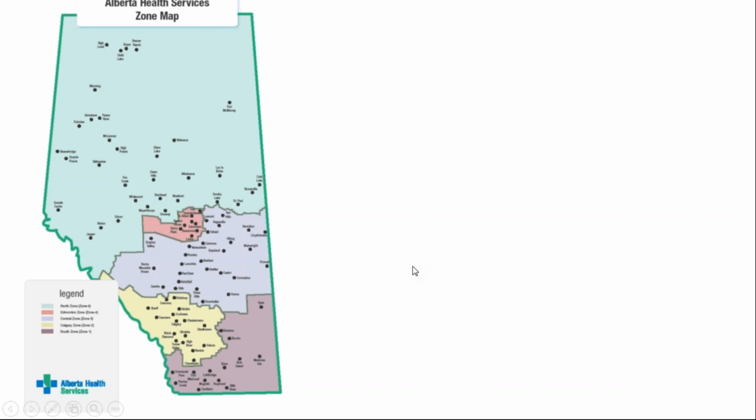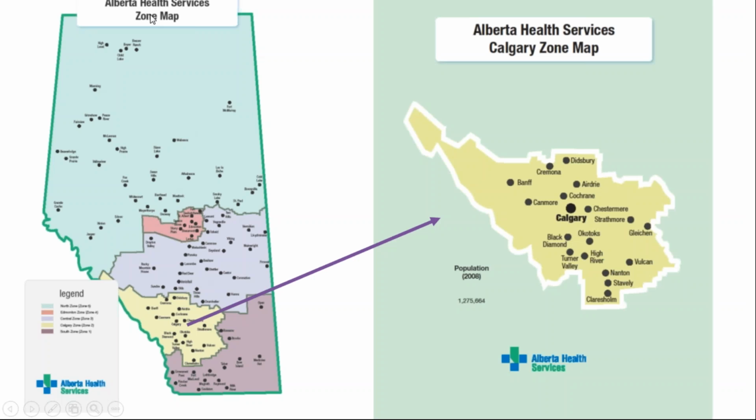So this was a one-year study. It took place from February 1st, 2015 to January 31st, 2016. It was conducted in the rural part of the Calgary Zone of Alberta Health Services, or AHS. So this is a map of Alberta Health Services. The Calgary Zone is here in the yellowish color, and it's enlarged over here on the right.